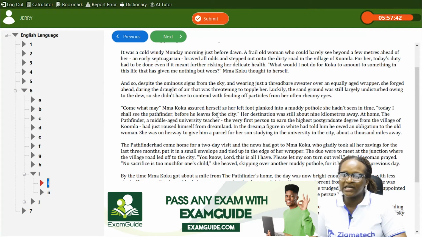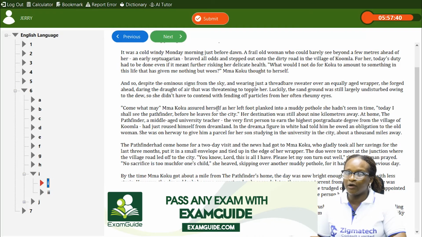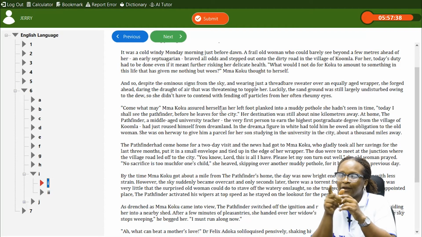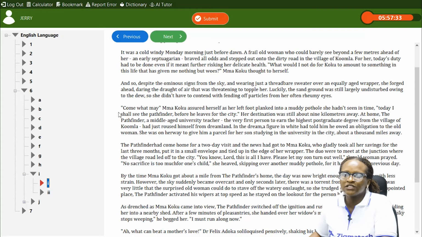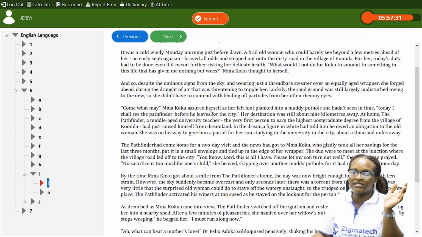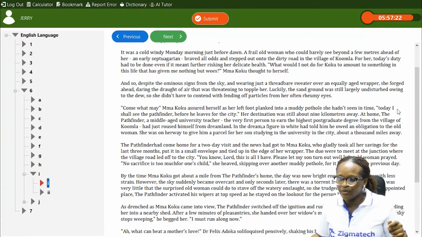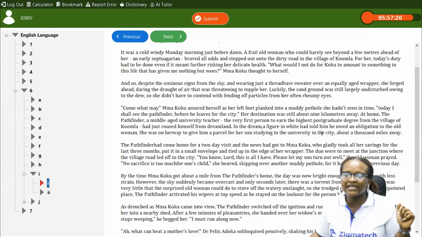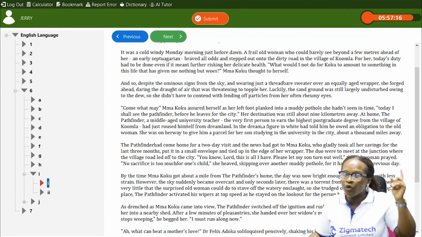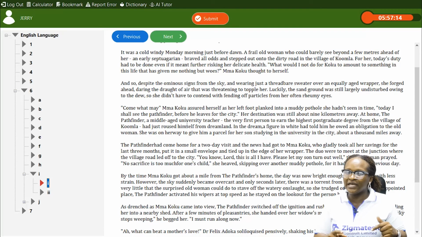Look at it. "Before he leaves for the city," that's the adverbial clause. So what's the function? Now look at where this sentence started. Where did it start from? It says, "Come what may, Mma Koko assured herself as her left foot plunged into a muddy pothole she hadn't seen in time. Today, I shall see the pathfinder." What will happen? Before he leaves the city, what will happen? So the act that will take place is what the function is.